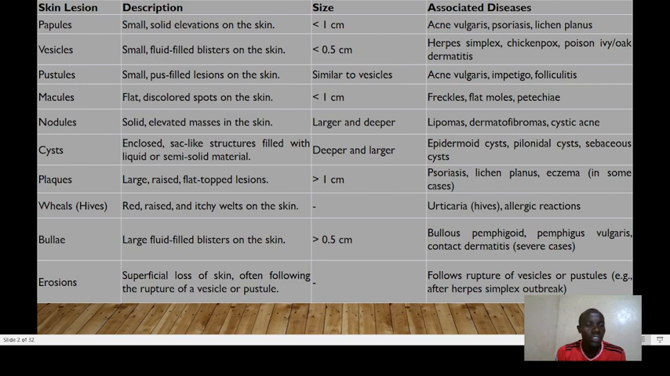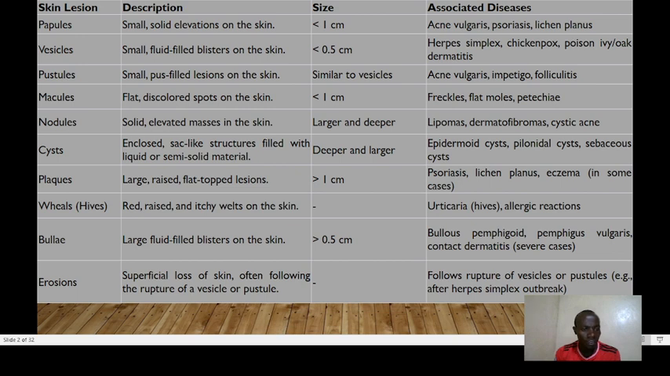We have nodules. These are solid, elevated masses in the skin, larger and deeper, and these are associated with lymphomas, dermatofibromas, and cystic acne. We have the cysts. These are enclosed sac-like structures filled with liquid or semi-solid material, deeper and larger, associated with epidermoid cysts, pilonidal cysts, and sebaceous cysts. The plaques are large, raised, flat-topped lesions, greater than 1 centimeter, associated with psoriasis, lichen planus, and eczema in some cases.